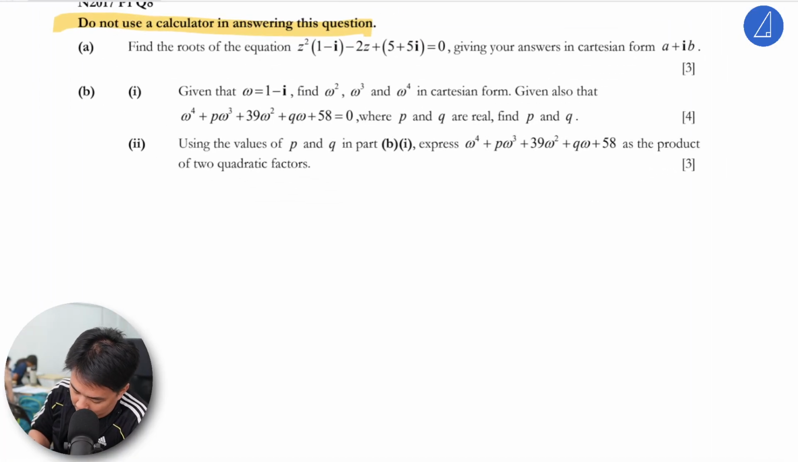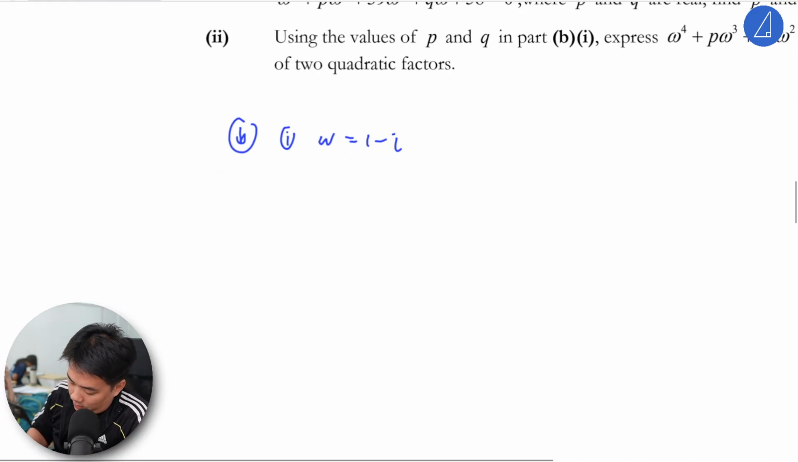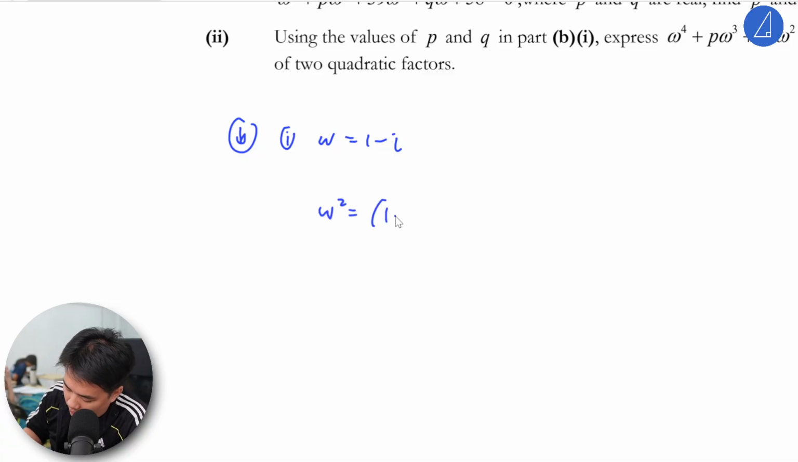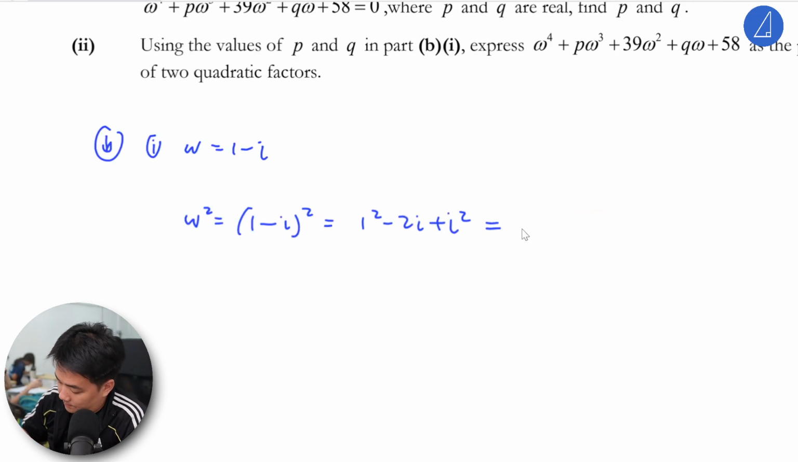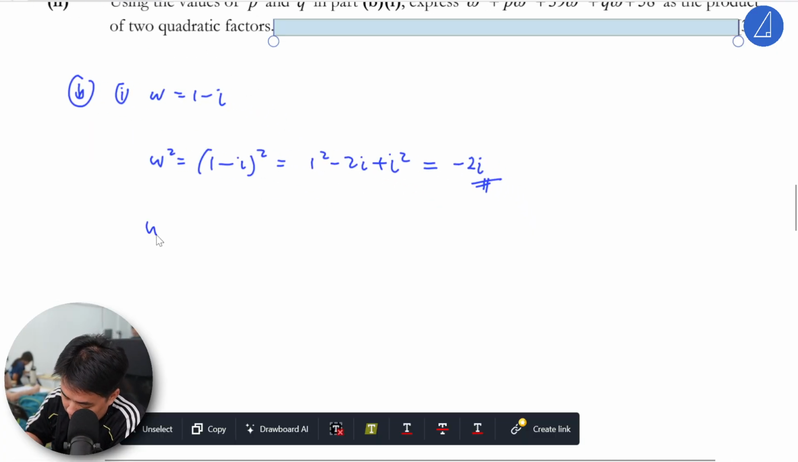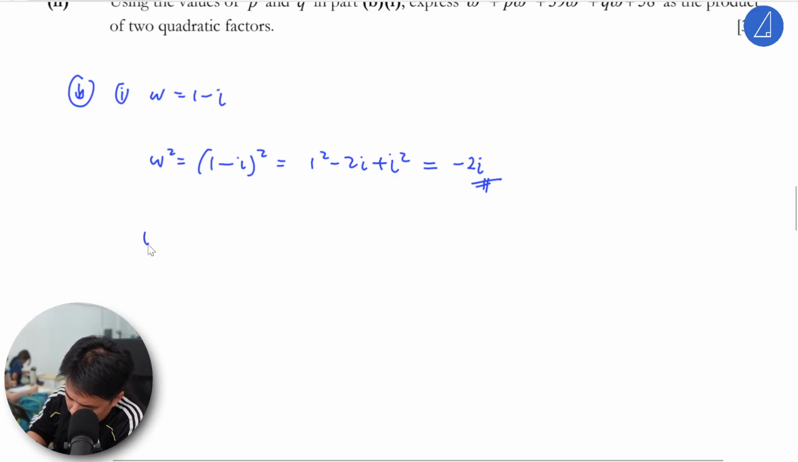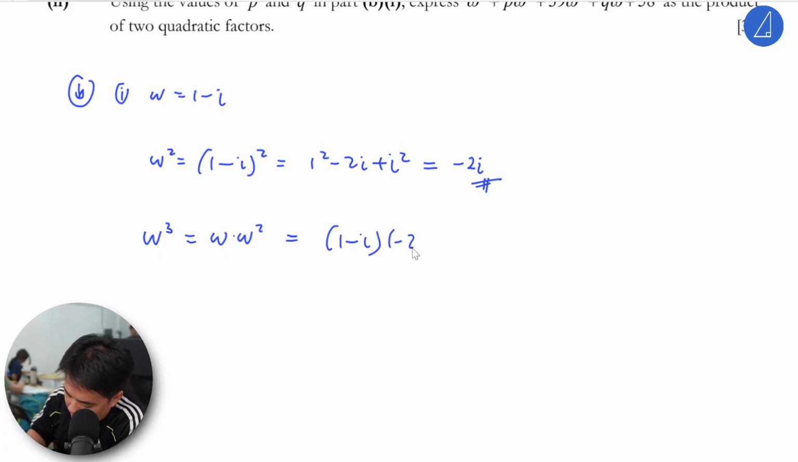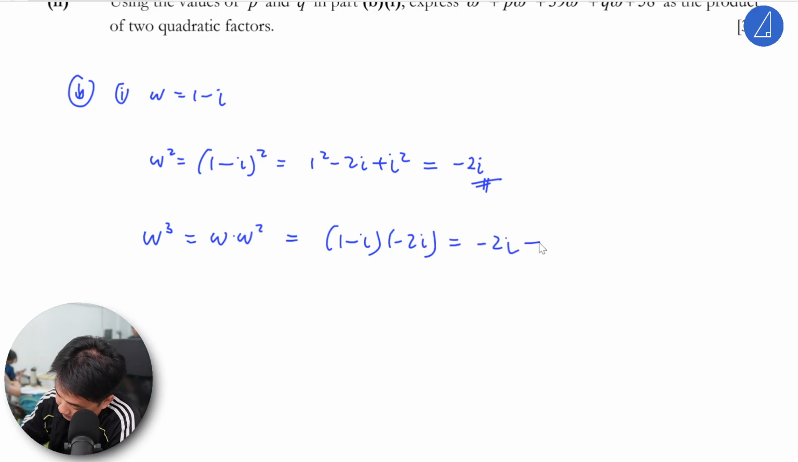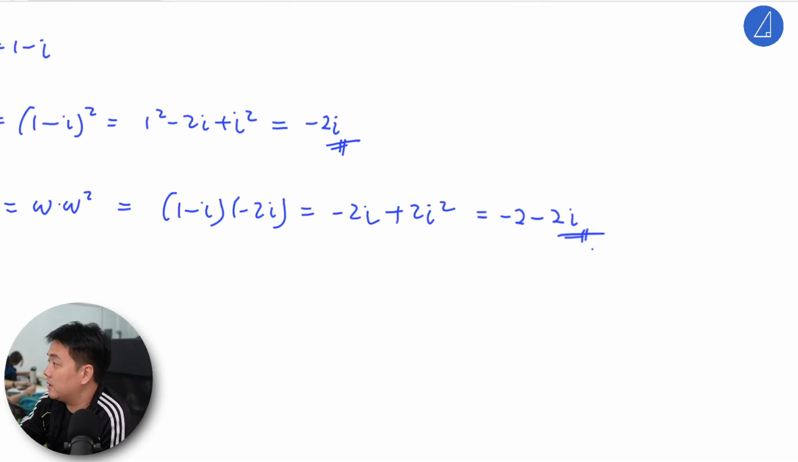Given that w is 1 minus i, find w squared. Because we can't use a calculator, we're just going to expand it slowly. So w squared will just be 1 minus i squared, 1 squared minus 2i plus i squared. That will be minus 2i. Not too bad. Then w cubed: we just multiply w by w squared, which is 1 minus i times minus 2i. Expand it. We get minus 2 minus 2i.